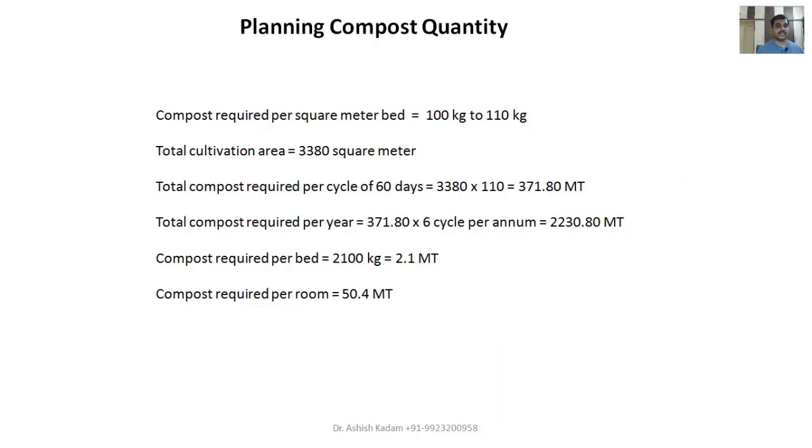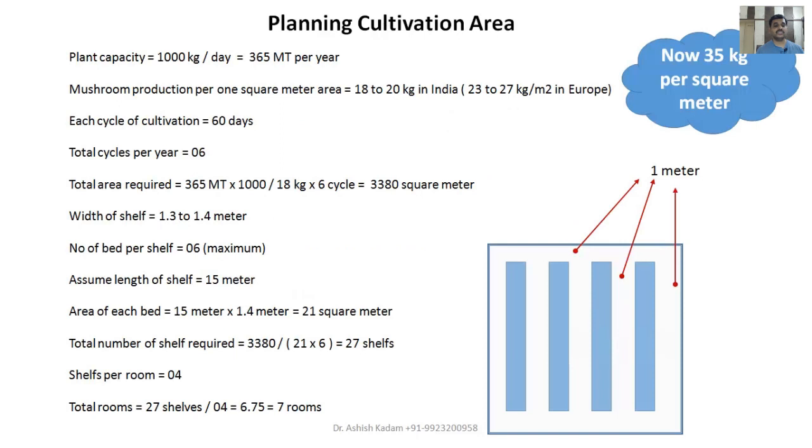Coming to the next part, that is planning the compost quantity. Now we have seen in the last video how we calculate the number of rooms and the number of shelves required to have 1000 kg of production per day. Again I am repeating the point that you are not going to get the 1000 kg of production on the first day. You will get the 1000 kg of production as all 7 rooms get commissioned.